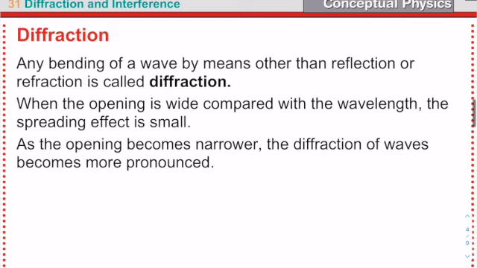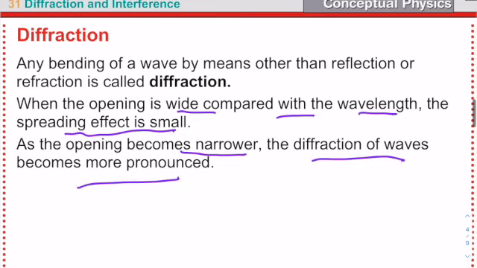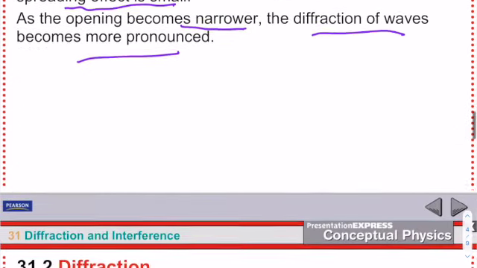So again, that is important. When the opening is wide compared with the wavelength, the spreading effect is small. We don't see it. But as you make the openings narrower, smaller and smaller, comparable to the wavelength of the light, the diffraction of the waves becomes more pronounced.